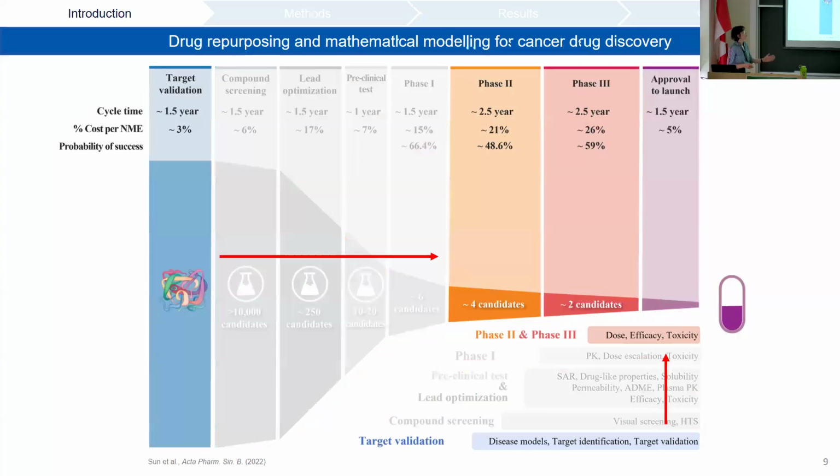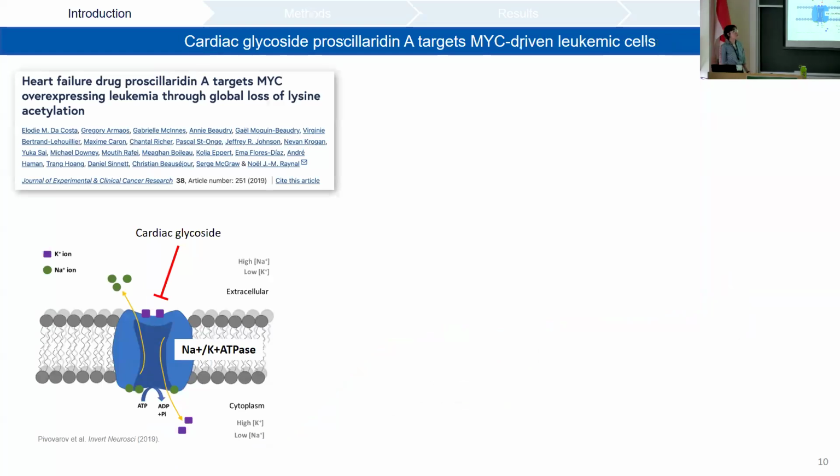And because we know already its toxicology and pharmacological properties, we can skip multiple steps in the pathway. Another very obvious strategy we can use is through the use of mathematical modeling. And that allows us really to decrease the cost and accelerate preclinical testing in particular. Now, with that in mind, our collaborator wanted to assess the anti-cancer property of a particular cardiac glycoside named proscillaridin A. So cardiac glycosides are these sodium-potassium pump inhibitors that are currently approved for treatment of heart failure.